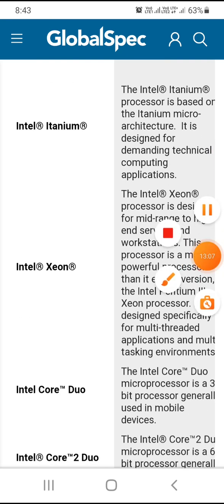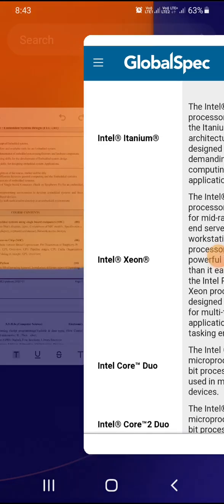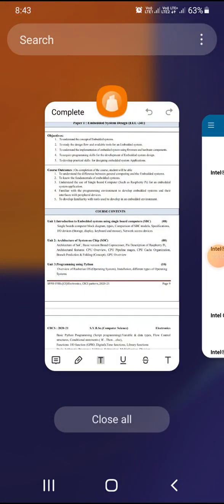So these are some of the specifications. In the next video we will talk about network access devices and input output device storage.